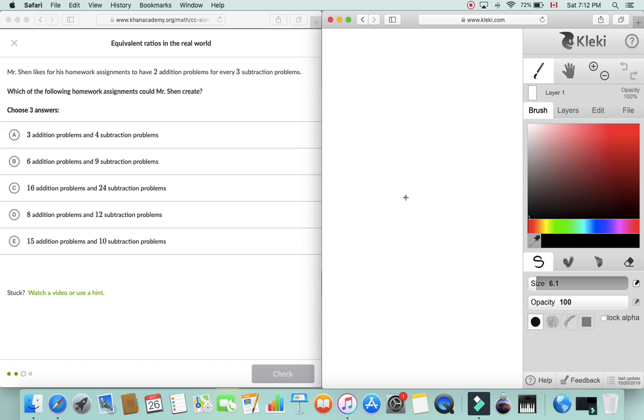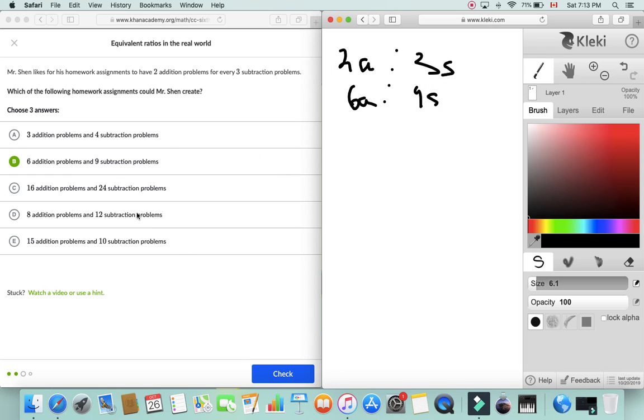Okay, Mr. Shen likes for his homework assignments to have 2 addition problems for every 3 subtraction problems. Which of the following homework assignments could Mr. Shen create? And there's 3 answers. There are 3 answers. So 2A to 3S. Okay, 3. You can't do that. It's a 2, guys. Oh my god. Okay, 6 to 8. We can do that. 6A. That's times 3. So times 3 on this side, 9S. That works.